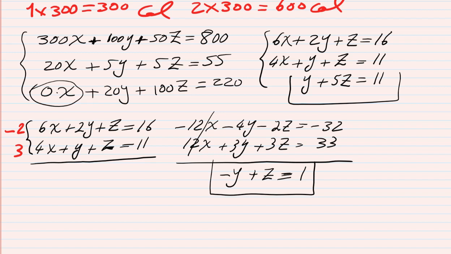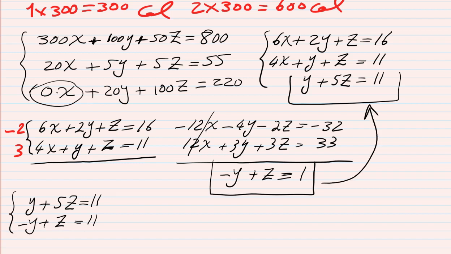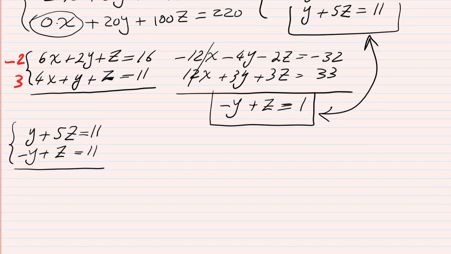Okay, so I'm going to pair them together now. y plus 5z equals 11. Negative y plus z is equal to 11 also. Now, I'm pairing these two. As long as I have two equations with the same variables, now I'm going to solve this system by elimination method. And all it takes is just adding them. So I'm just going to add those together. These add to 0, so that makes it 6z equals 22. And z is equal to 22/6 here.